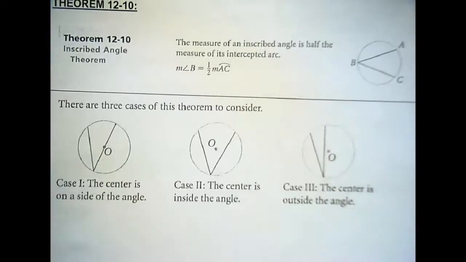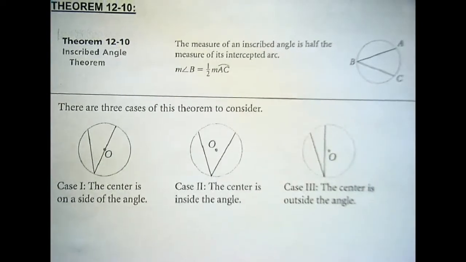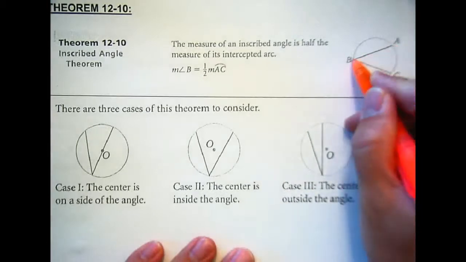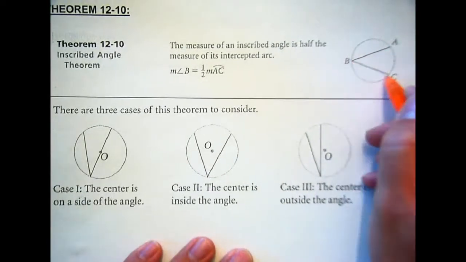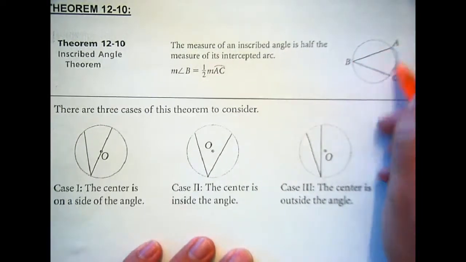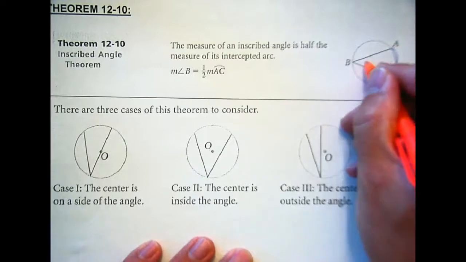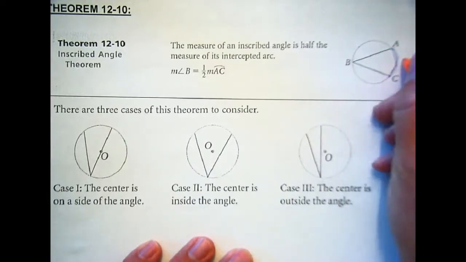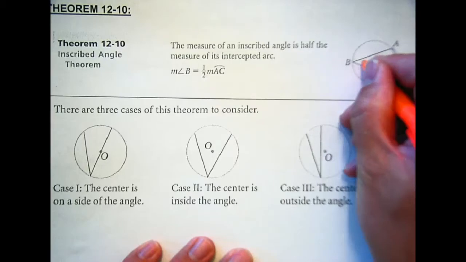Okay. Let's talk about some theorems. These are amazing theorems. Hopefully you drew some amazing pictures for your amazing theorems. The measure of an inscribed angle is half the measure of the intercepted arc. So right here, if we have this inscribed angle, angle B, here's our intercepted arc, AC. So this angle is half of that arc. So if this arc was, say, 60 degrees, this angle would be 30.